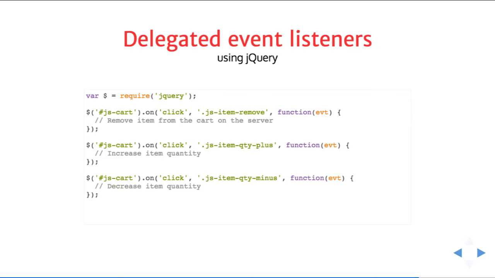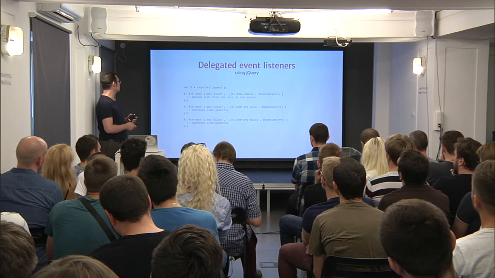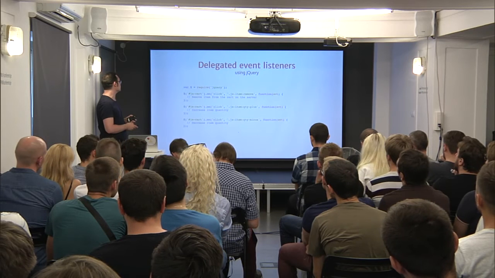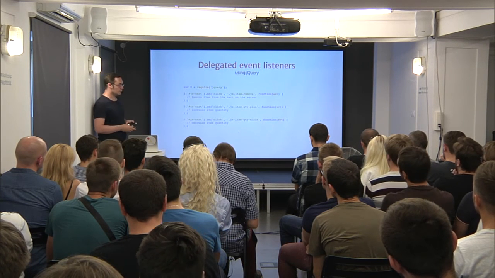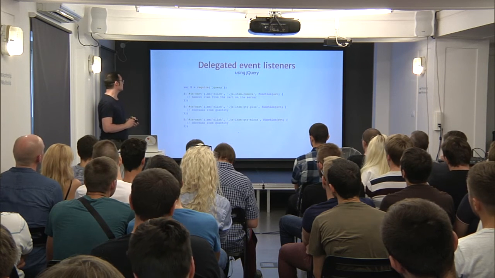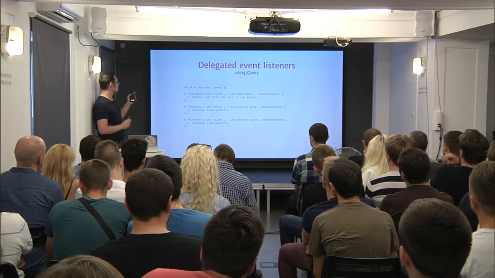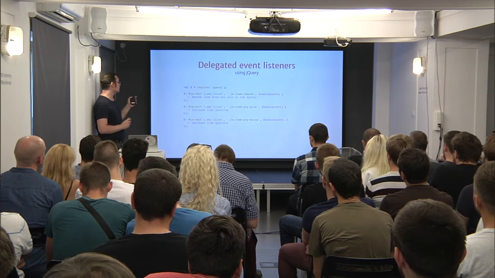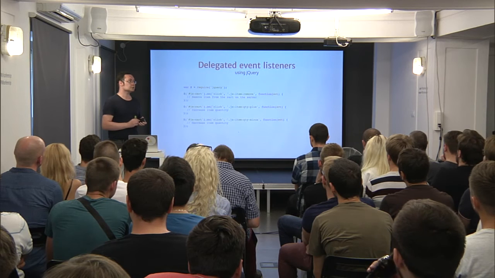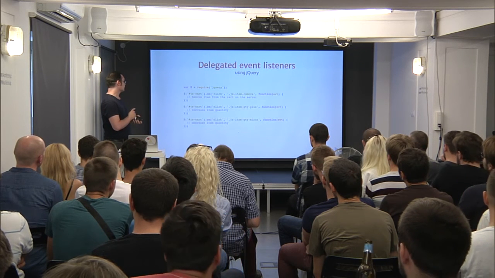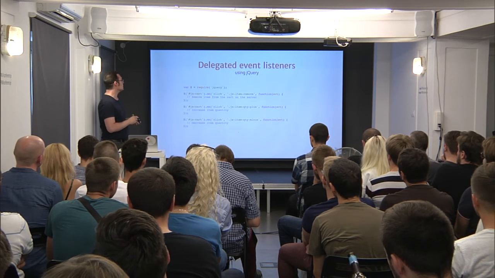So now we would like to activate our buttons. I will focus on the remove button, but as you can see, the activation of quantity increment and decrement buttons is straightforward enough as well. So we use jQuery to bind an event listener to the click event on the js item remove class and call the function. This way we create delegated event listeners.